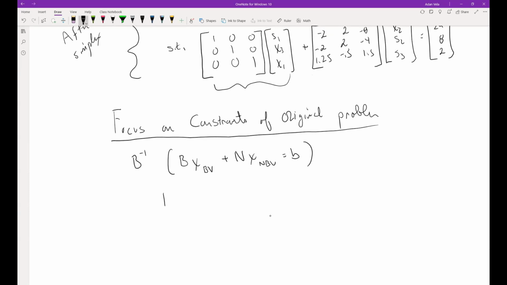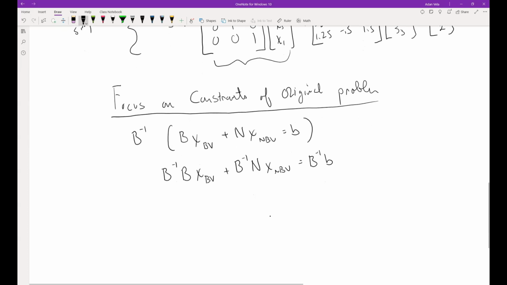So when we end up doing that, we get B inverse times B XBV plus B inverse times N XNBV equals B inverse times b. Going through that multiplication, we just end up with I XBV plus B inverse N XNBV.